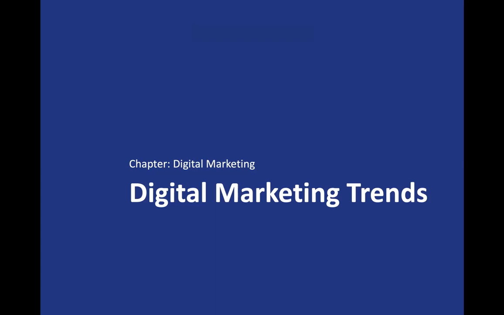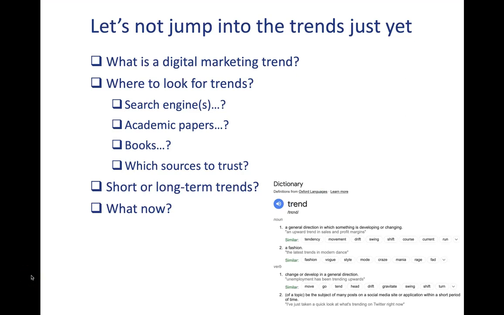So let's get started. First of all, let's not jump into the trends just yet. Give ourselves a moment to breathe. Okay, so let's understand what is a digital marketing trend. Well, first of all, what is a trend? If you consult a dictionary, they will tell you it's a general direction in which something is developing or changing. Or maybe this is a fashion, something became fashionable, right? Something is changing, developing, or moving in a general direction, and so forth.